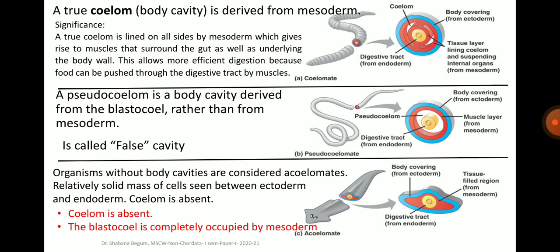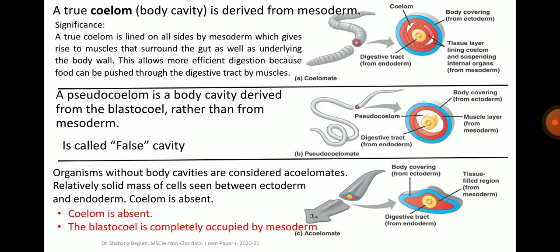given in this particular slide. The second diagram of roundworm, which is a pseudocoelomate, along with its section, is also depicted in this slide, where a pseudocoelom is a body cavity derived from blastocoel rather than from mesoderm.